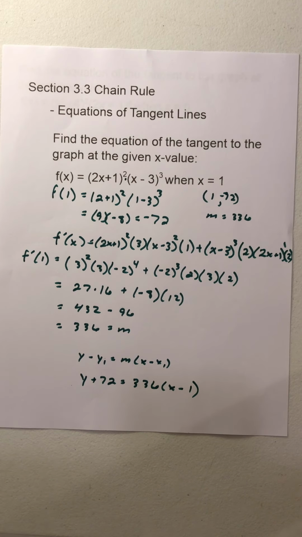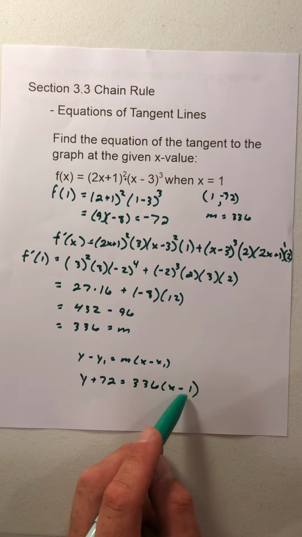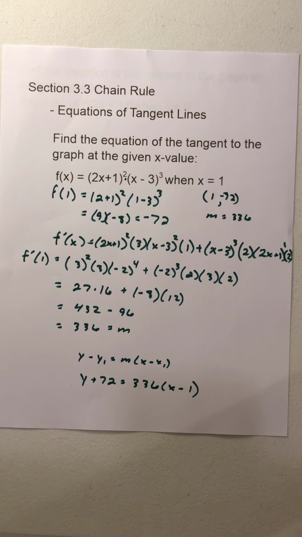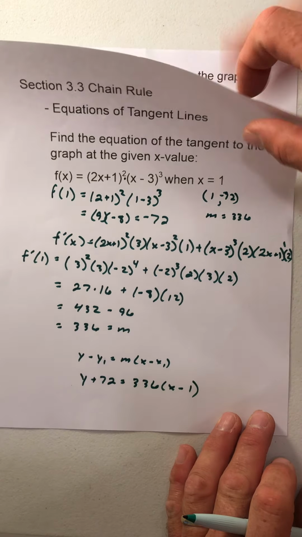You could be asked to manipulate it if it's a multiple choice question. Multiply your 336 through, subtract your 72. Again, it's manipulation at that point. I would expect you could do that.